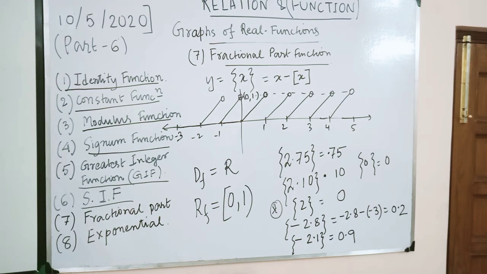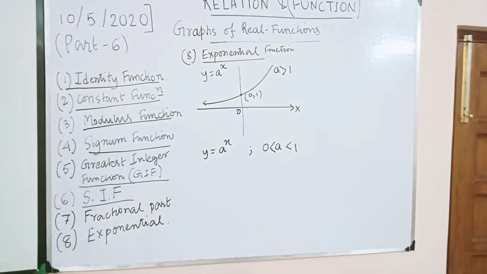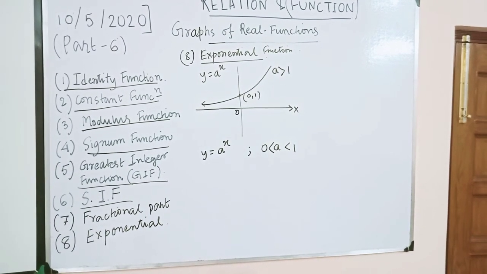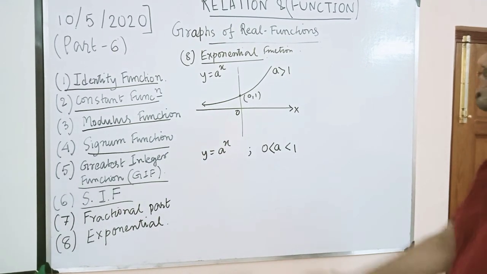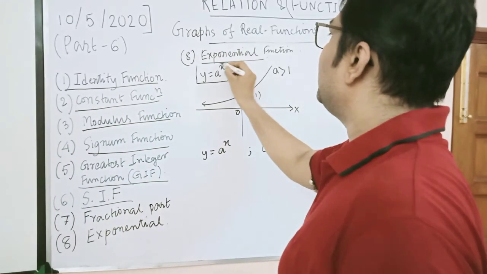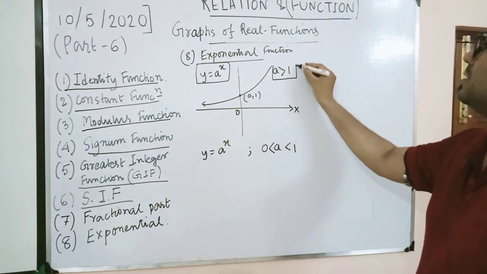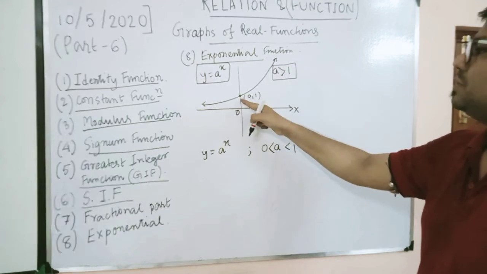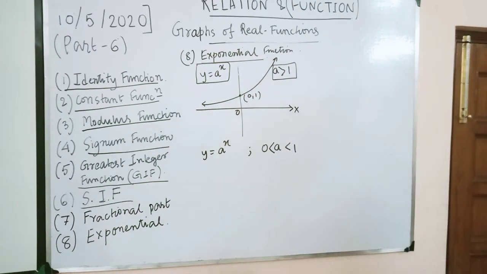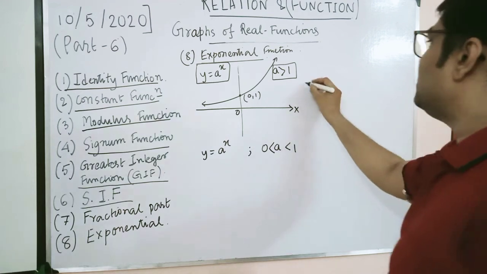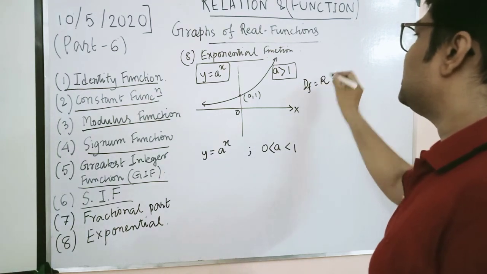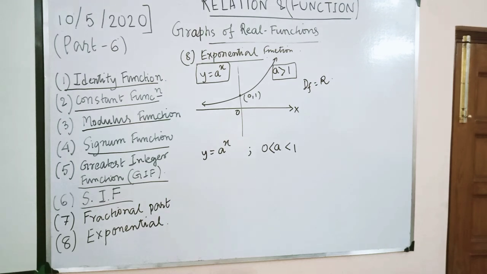Now let us start with the exponential function. Here I have drawn an exponential function, y equals a to the power x. Here I took the value of a greater than 1, so the graph will look like this. It will cross the point 0, 1. As you can see, x can be anything, so the domain of f can be anything.